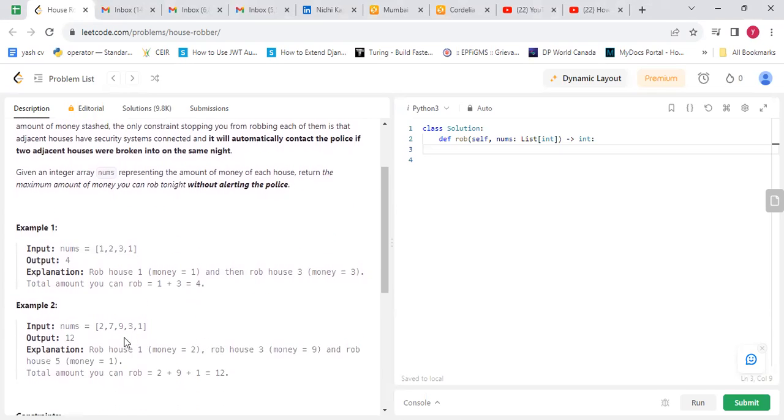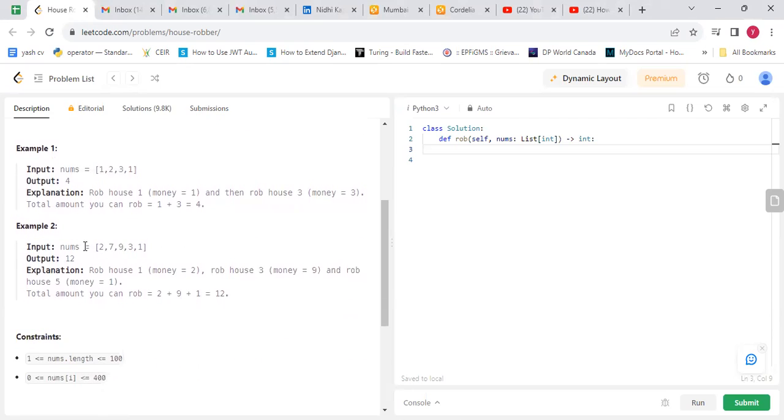Okay, let's see the example: 2, 7, 9, 3, 1. Okay, now if we rob house 1, which is 2, rob house 3, which is 9, and rob house 5, which is 1, so it is 11. Okay, it is 12 actually. Okay, so we cannot rob adjacent houses.